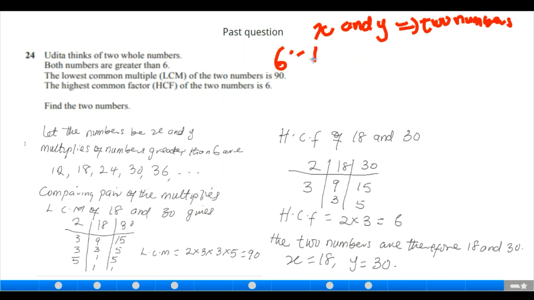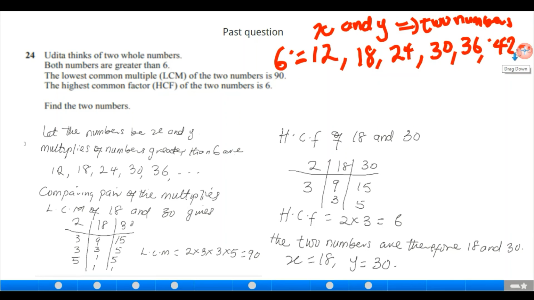So another multiple of 6 that we can have is 12. That is 6 times 2 will give us 12. Then the next one should give us 18. 6 times 3 will give us 18. After 18, what else? What is 6 times 4? 6 times 4 will give us 24. 6 times 5 is 30. 6 times 6 is 36. 6 times 7 is 42. And it goes like that. So we can continue to have the multiples. But for us to get these 2 values that we are looking for, which are x and y, we start comparing. We can compare the multiples of the value that we have here.